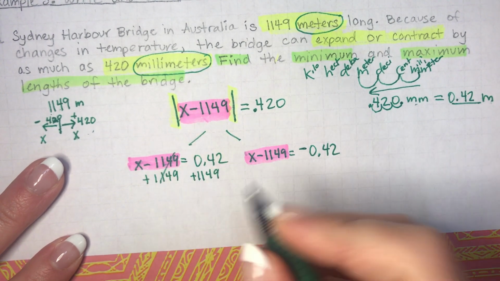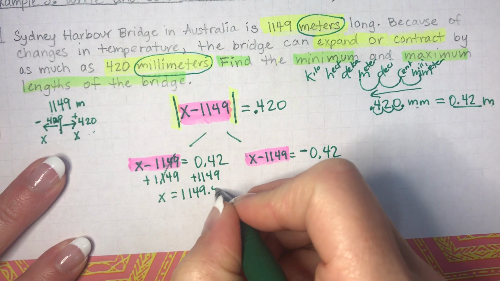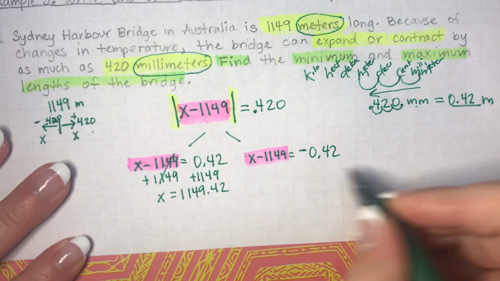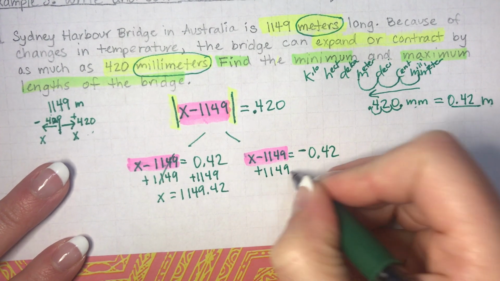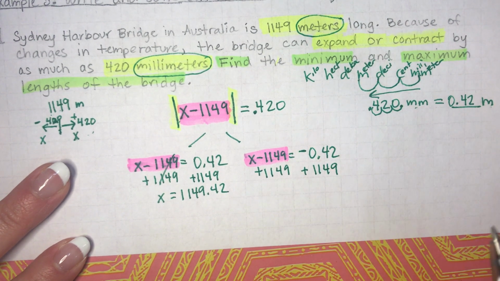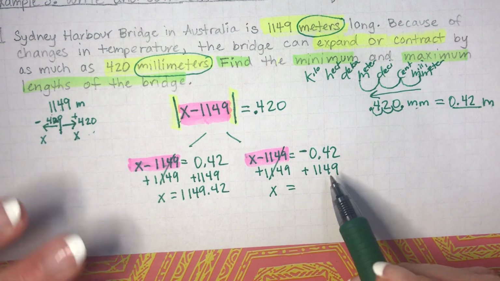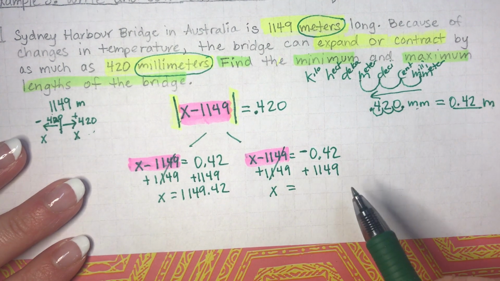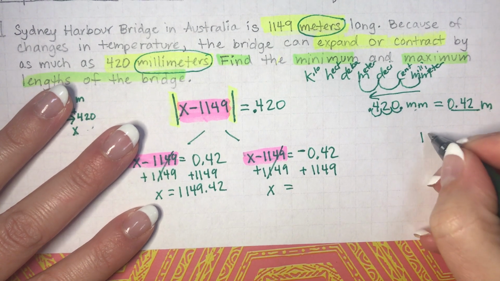And then that cancels, that's 0. We get x equals 1,149.42. Okay, then we do the same thing over here. We're going to do the inverse operation of subtraction, which is addition. This cancels out and becomes 0. We have x equals, okay, we're going to have to find the difference between those 2 numbers, and I'm going to do a little subtraction over here on the side.